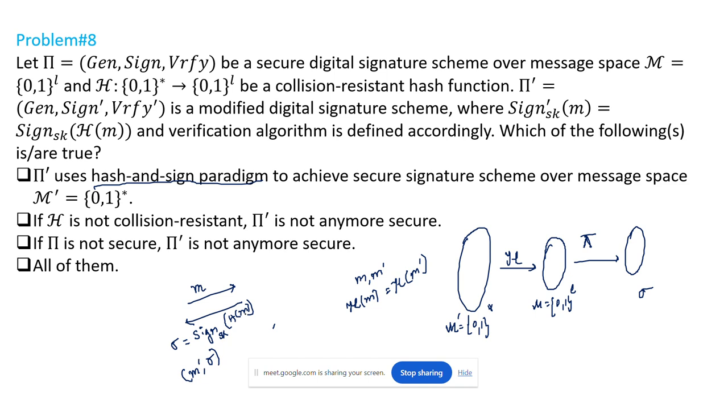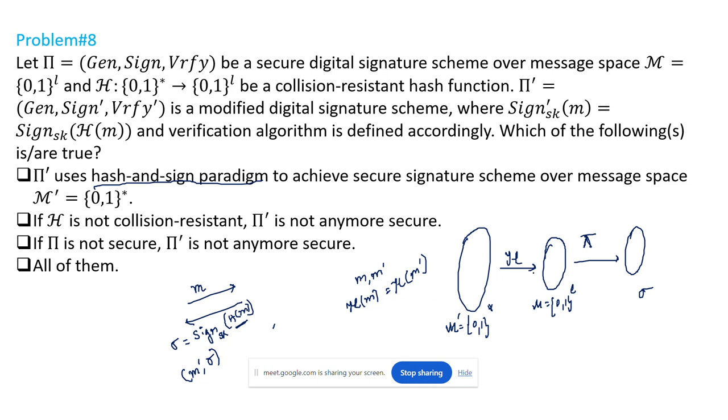Why? Because h of m dash and h of m are same. So this will be same, and then your signing algorithm will output sigma. So if you verify this, it will give you a success, right? So m dash sigma will be a valid message signature pair, leading to the fact that pi dash will not remain secure. So second statement is also correct. And if pi is not secure, then pi dash is not anymore secure.